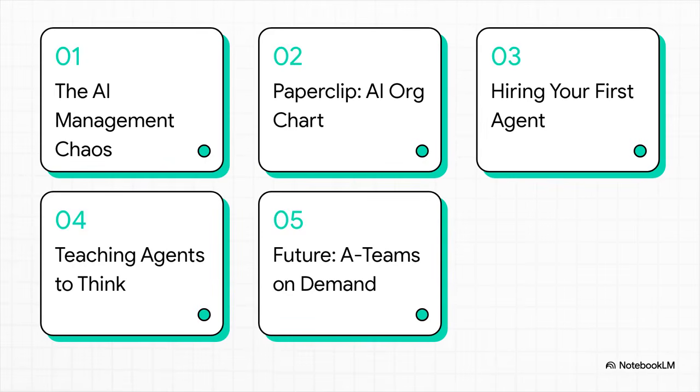So in this explainer, here's the plan. First, we'll look at the management chaos that made something like Paperclip necessary in the first place. Then we'll define what it is and how it works as an AI org chart. We'll walk through hiring your first agent, see how to teach them to think effectively, and then we'll look at the pretty wild future of a team on demand.